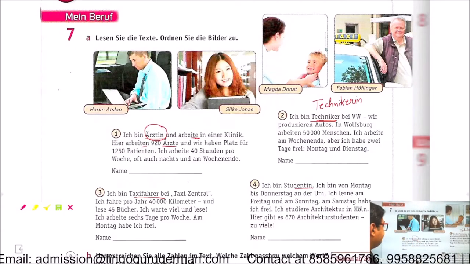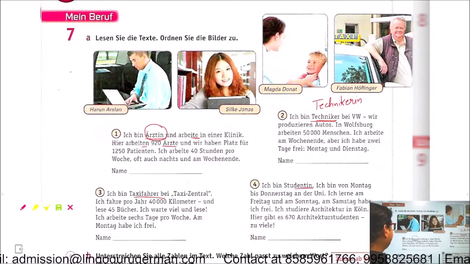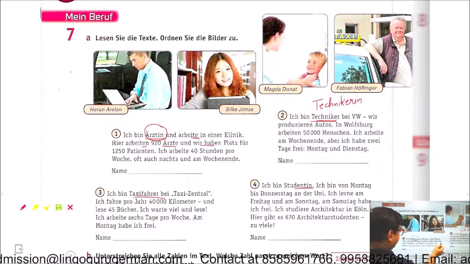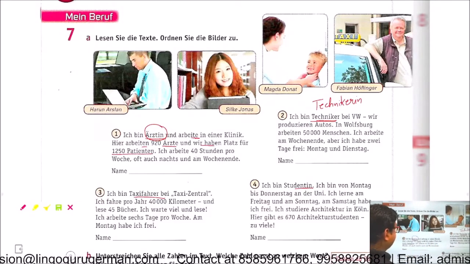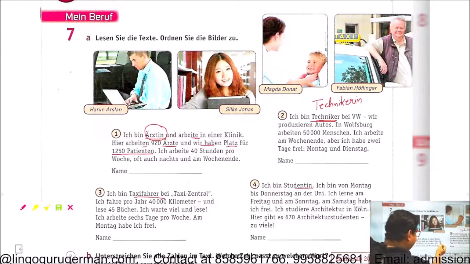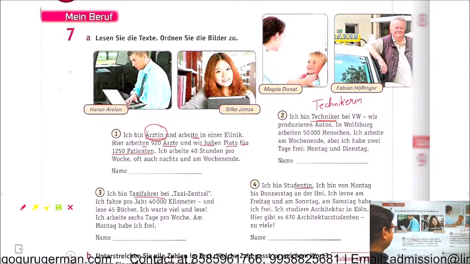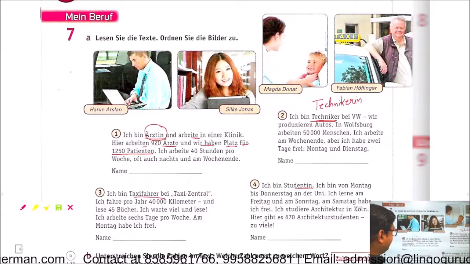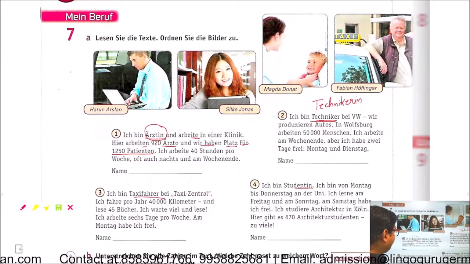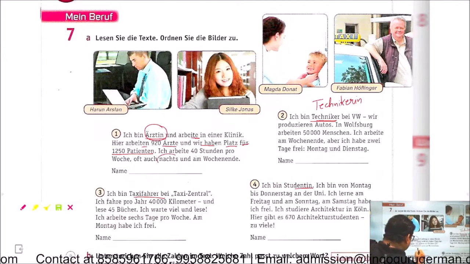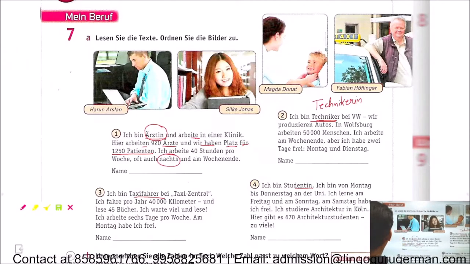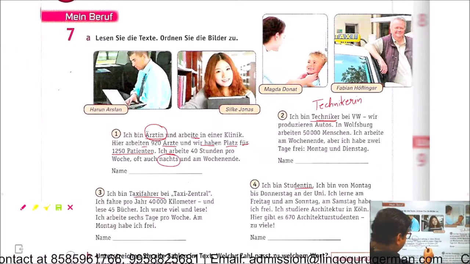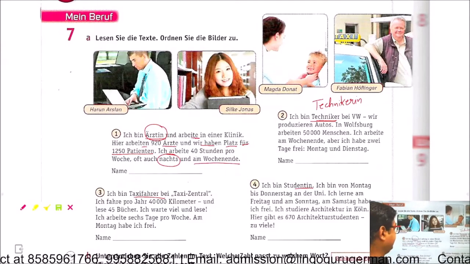Numbers we are going to do. Here, 920 doctors work, and we have place for 1,200 patients. Platz is place, für is for, Patienten. Ich arbeite 40 Stunden pro Woche. I work 40 hours per week, oft auch nachts. Important thing, we are going to talk about it next. Und am Wochenende, you see, am Wochenende, on the weekend.